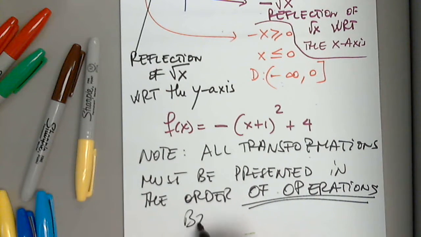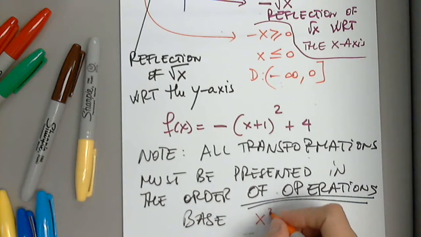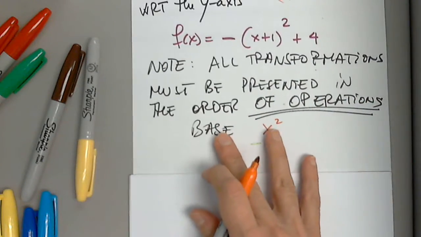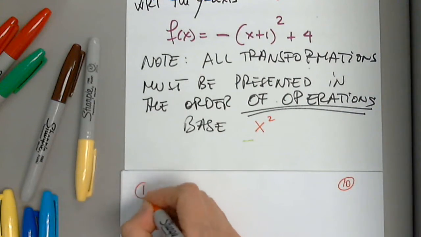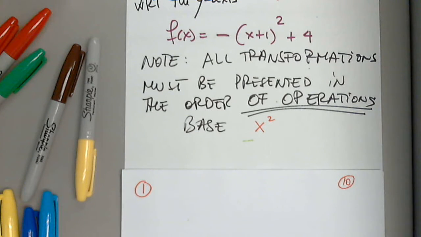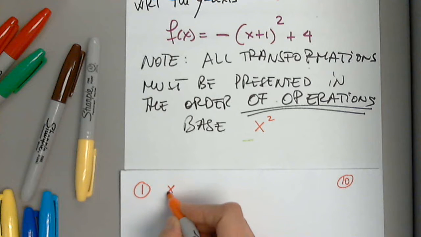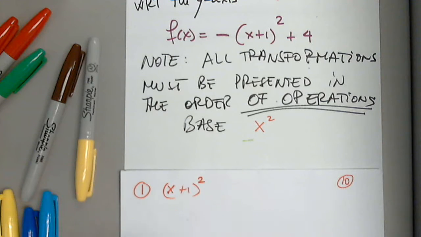So first, let's identify the base function, because without that, I can't continue. What is the base function used to determine this? X squared. Awesome. Perfect. So now, the first transformation in order of operations, what will you say it is? The exponent is just the function. Don't worry about the exponent. That's the function. Very good.